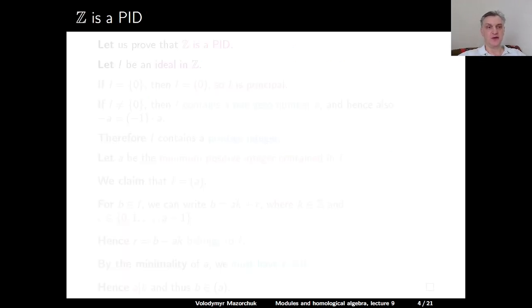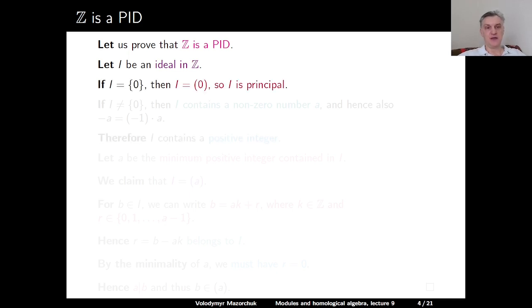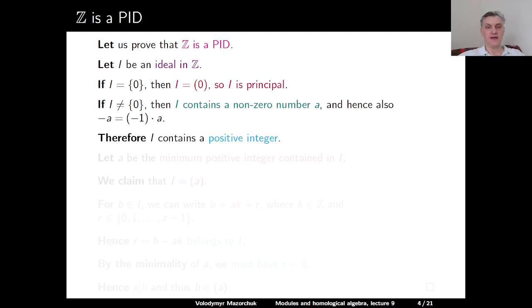So let's show that the ring of integers is a principal ideal domain. So let I be an ideal in Z. If I is a zero ideal, then of course it is generated by the element 0, so it's a principal ideal. If it is not a zero ideal, it contains a non-zero element A, and hence also minus A, because minus A is minus 1 times A. And therefore our ideal contains a positive integer. Let A be the minimum positive integer contained in this ideal. So we claim that our ideal I coincides with the principal ideal generated by the element A.